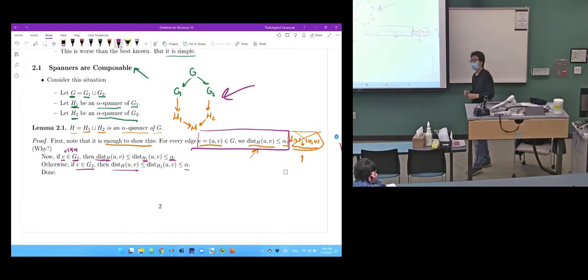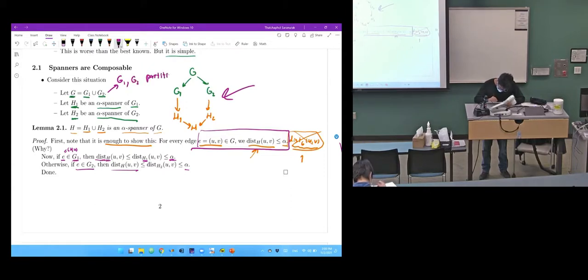Crossing edge? No, because G1 and G2 are a partition of the edges in G, not a partition of vertices. Yeah, maybe I should stress here: G1 and G2 partition the edges of G. Okay.